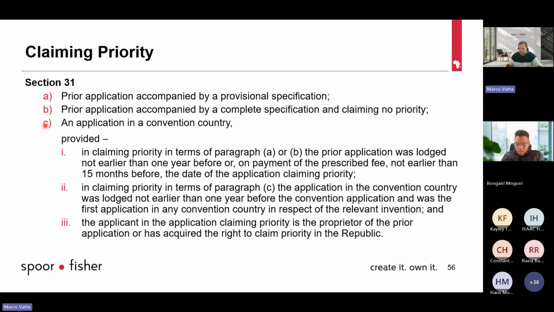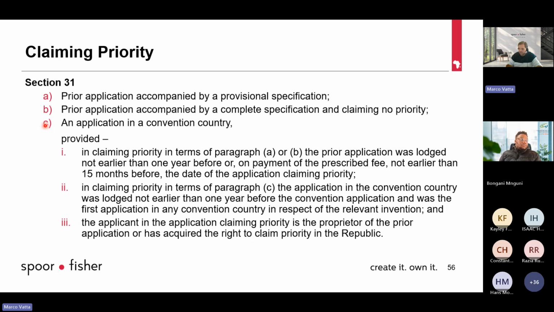Then section 33(1)(c) states that you can claim priority from an application in a convention country, provided that the prior application was not lodged earlier than 1 year ago, so that's just a 12-month deadline. The application in the convention country was lodged not earlier than 1 year before the convention application and was the first application in a convention country in respect of the relevant invention.